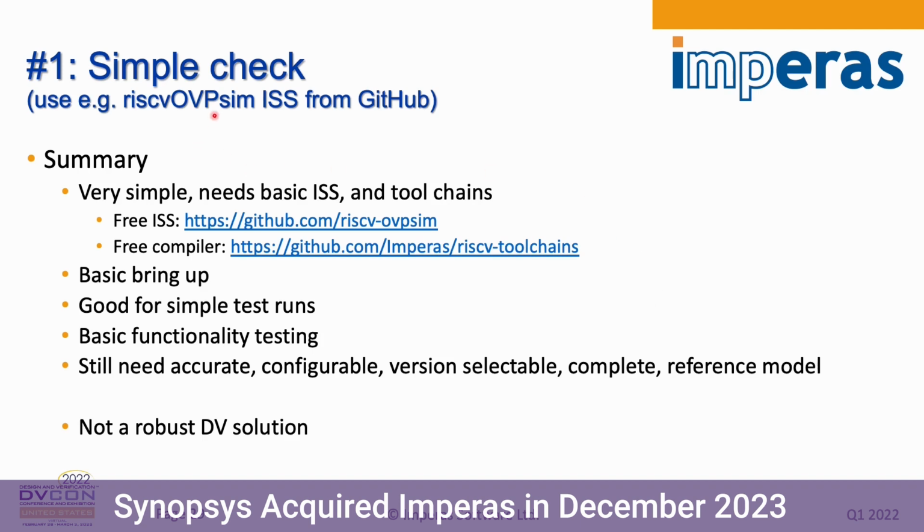So this simple check is a very simple approach to getting programs to run. It's very good for simple tests. You can get basic functionality working with it and feel some level of comfort. But you still need a very accurate reference model to compare to what you're doing. So it's not a robust DV solution. It's really elementary DV.